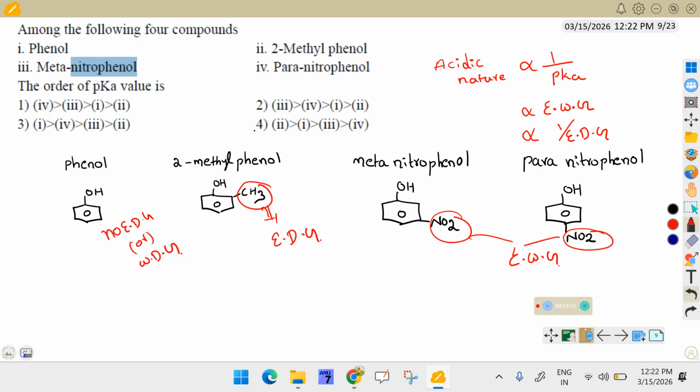So, which is least acidic? 2-methylphenol is least acidic, because an electron donating group decreases the acidic nature. We know that acidic nature is inversely proportional to pKa. So the correct option is the fourth option. Least acidic means more pKa value.